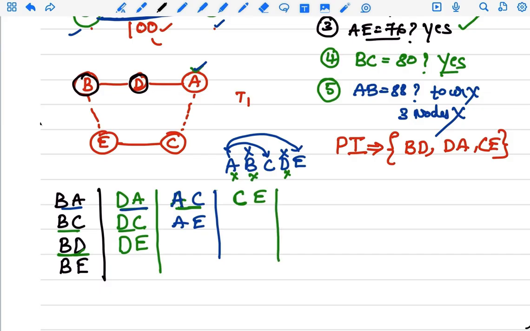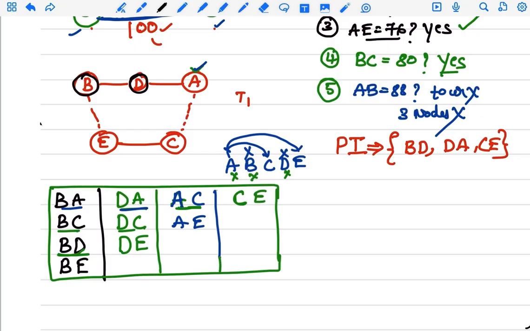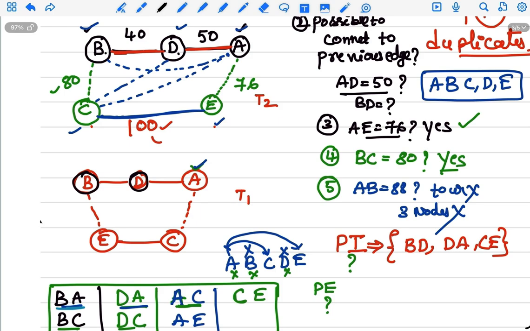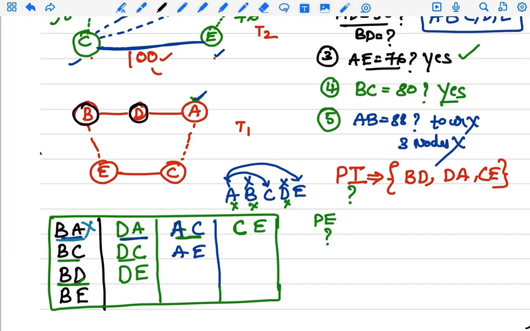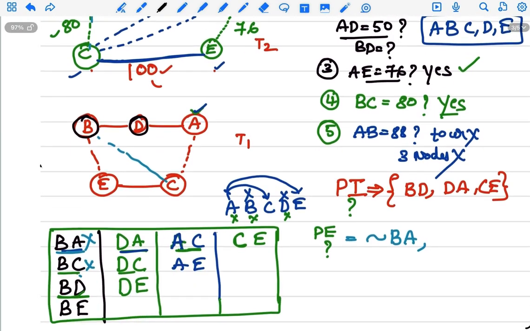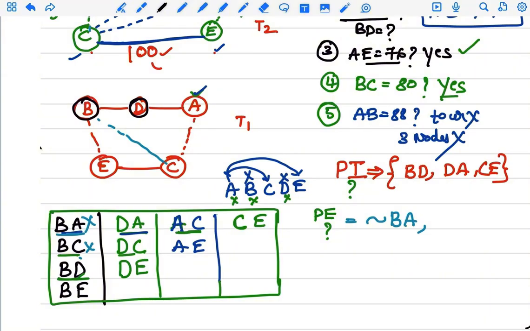We have to check these edges in the 2 tours, which are permanently included, which are permanently excluded. One is BA. So in the 2 tours, BA, if we join B to A, it becomes a loop here also. So BA is permanently excluded. BC is also here, right? Loop. It is not possible in tour 2. So here it is possible, right? So BC is not permanently excluded, not permanently included.